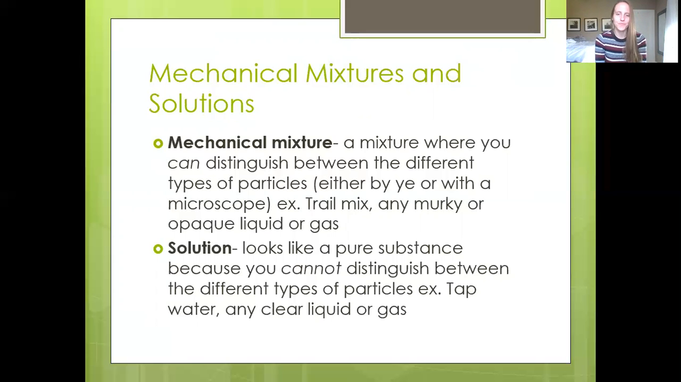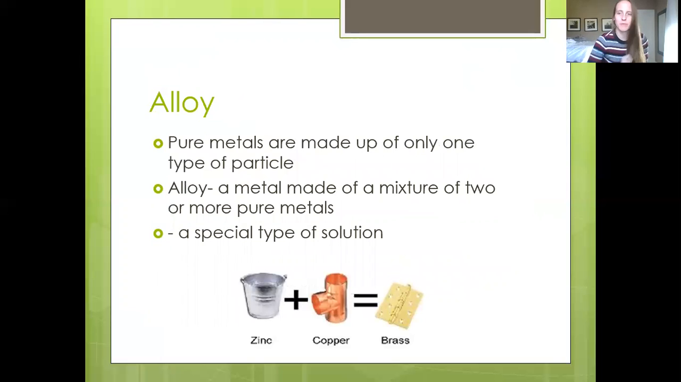Orange juice. A solution is something that will look like a pure substance, even though it's not, because you can't actually tell that there are different particles making it up. So that includes any clear liquid or gas. It also includes alloys, which are metal solutions, which I'm talking about now.